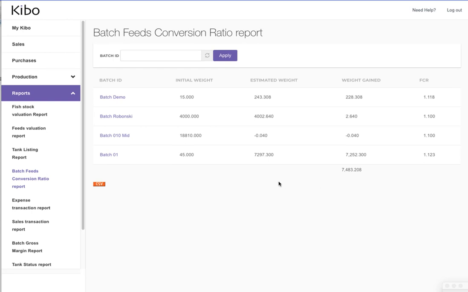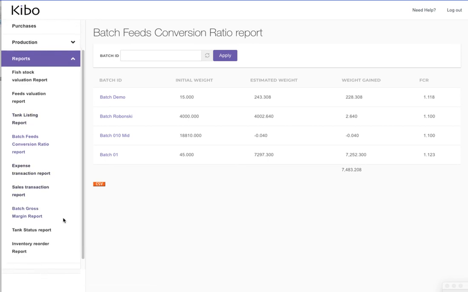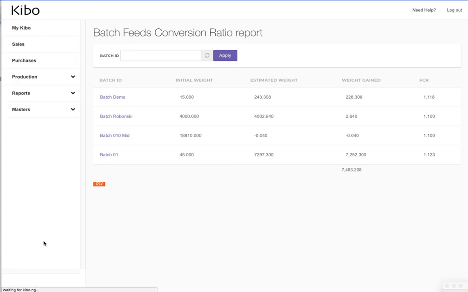If you have two batches that have a huge drastic difference between their FCR, you always want to be able to ask yourself, okay, what did I do different here that I need to assess? And this starts to drive questions and it starts to drive continuous improvement on your farm.